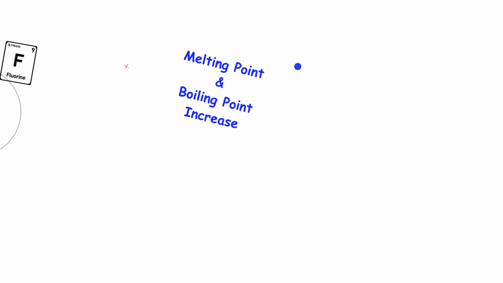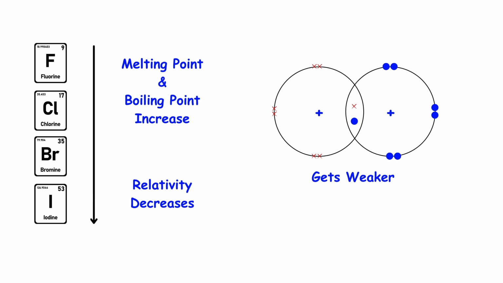Now, similar to the alkali metals in Group 1, the halogens in Group 7 also exhibit trends as you go down the group, but these trends occur in the opposite direction. For halogens, the melting and boiling points increase as you move down the group, while their chemical reactivity decreases.